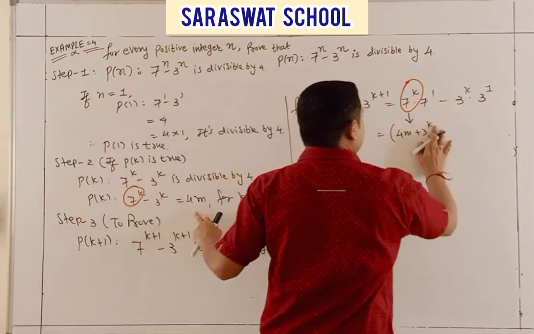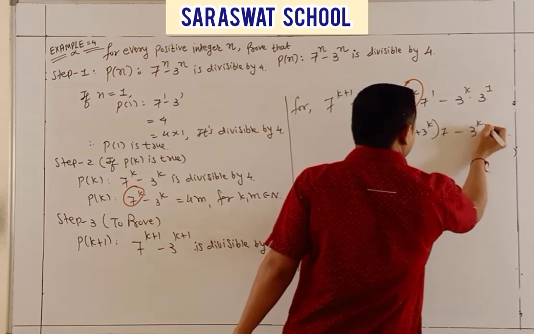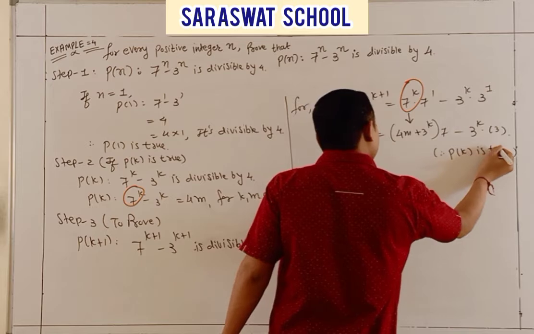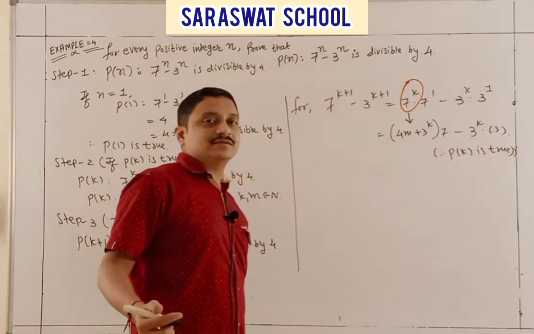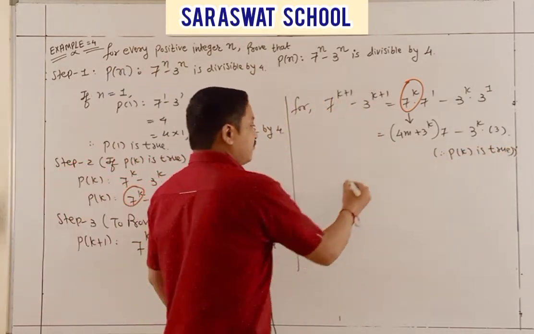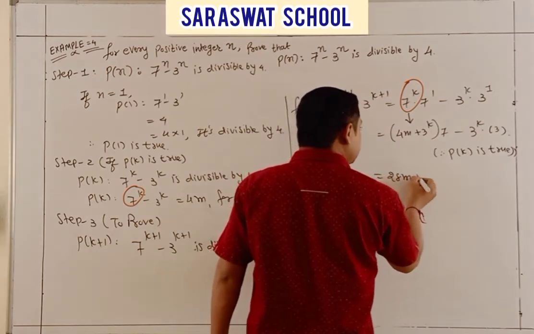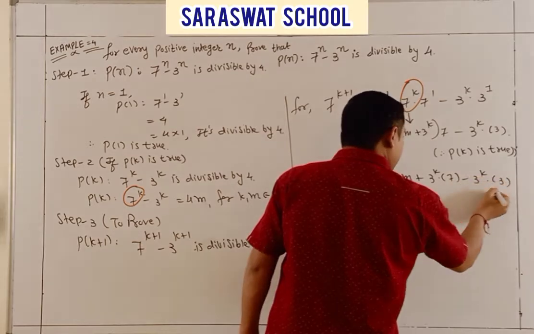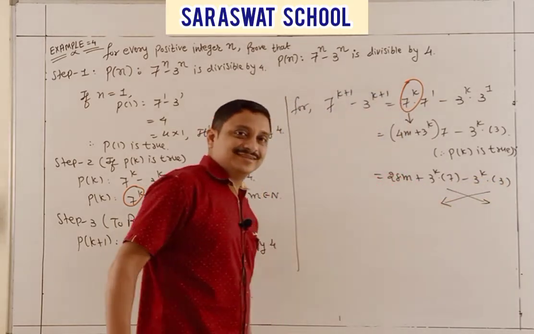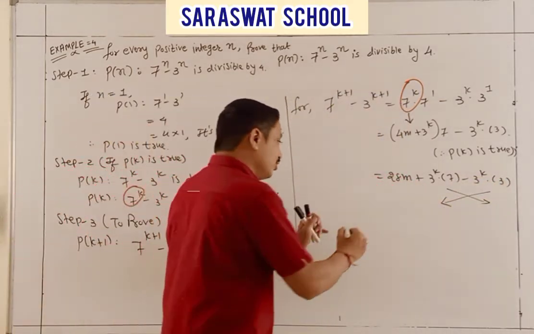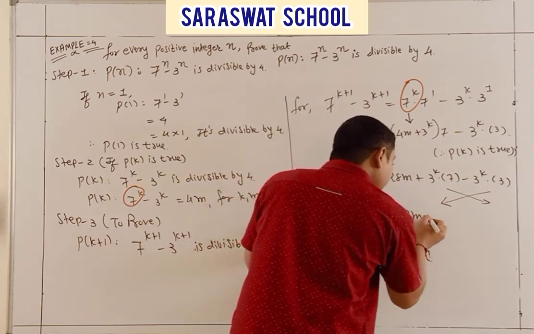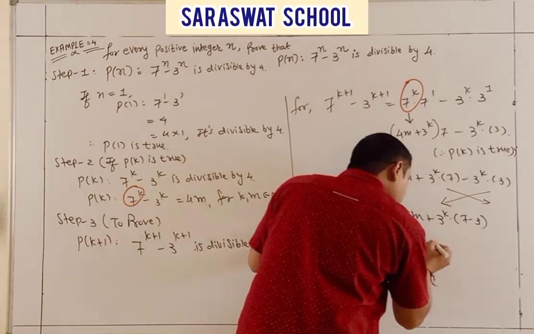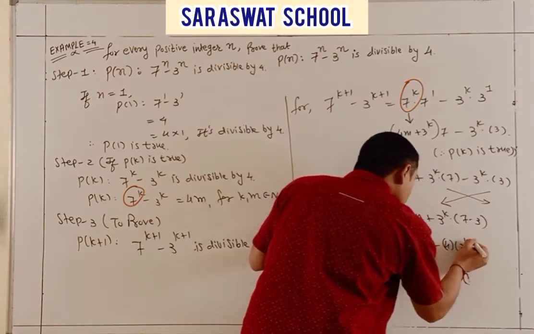And the other is same: 3 raised to k into 3. Because P(k) is true, that principle I utilize in terms of P(k). So my final value: 7 times 4m is 28m, 3 raised to k times 7, and 3 raised to k times 3. These are like terms. How much? 7 minus 3, 4. I just take the common out, 7 minus 3. So 28m plus 4 times 3 raised to k.